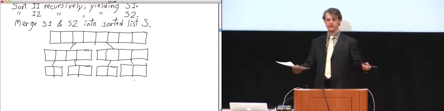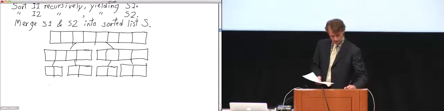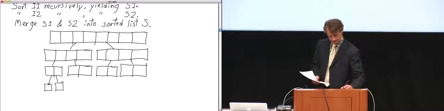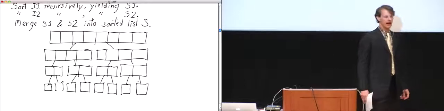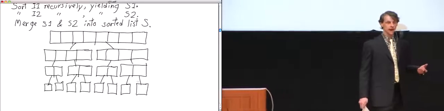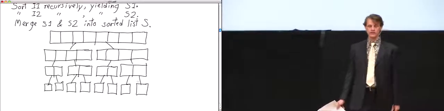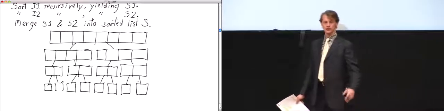Now we've got lists of length 2. We call merge sort recursively again, breaking this all down to lists of length 1. In merge sort, the recursion bottoms out when you get to a list of length 1. So a list of length 1 is already sorted. You can stop there.